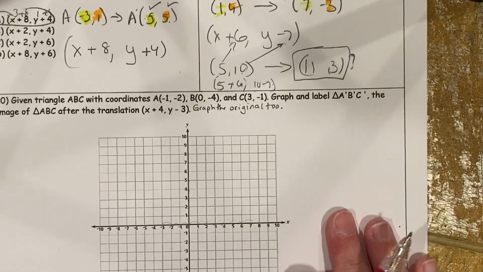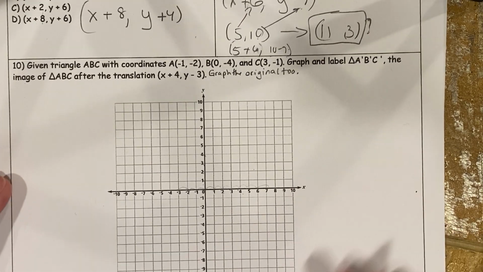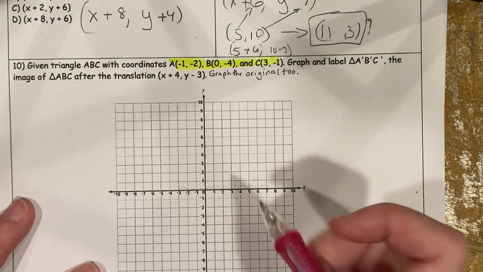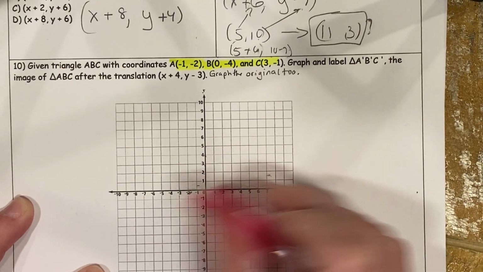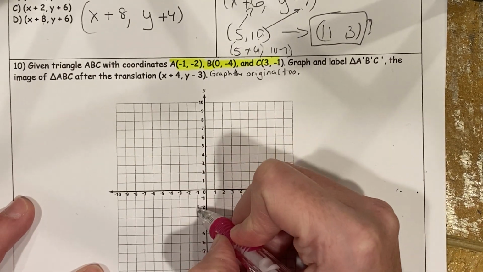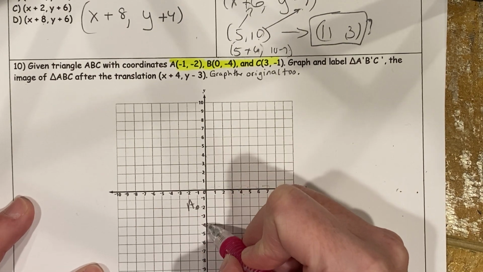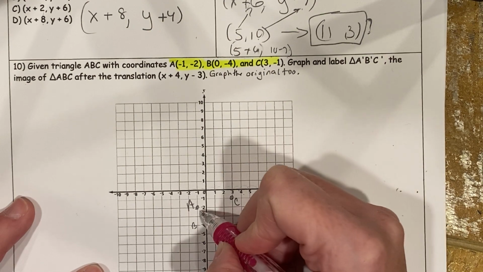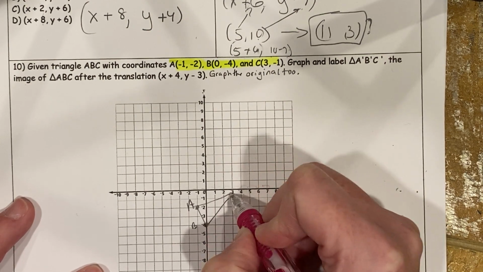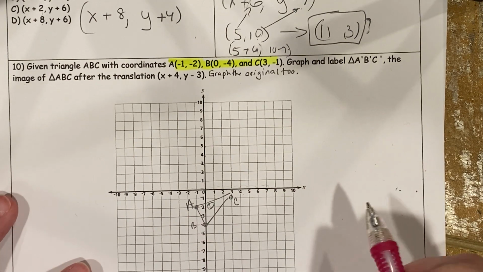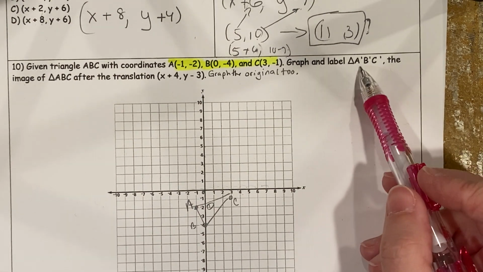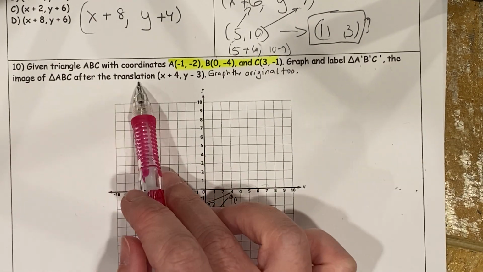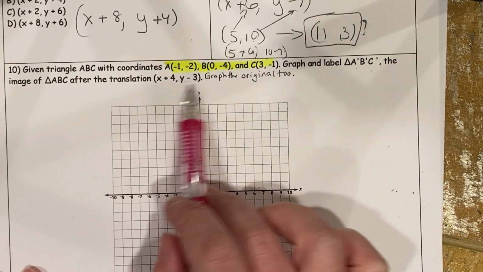All right, and then the last one is a graphing one. So we're going to start with graphing our original ABC. So let me erase these little marks that I made. So negative 1, negative 2 is point A, 0, negative 4 is point B, and 3, negative 1 is point C. So that's going to give us a pretty little triangle, and that is going to be our original. Now we want to graph and label. Remember, these are primes, A prime, B prime, C prime. So it's the image of triangle ABC after translation. So this is the new stuff, okay?